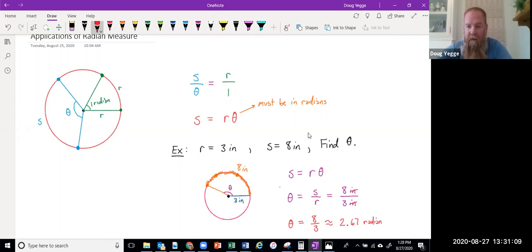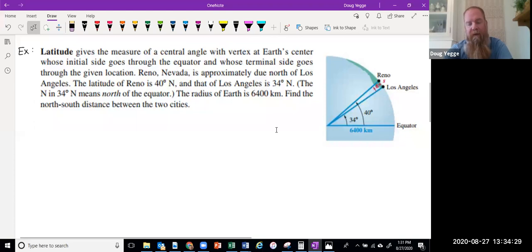So I had to travel more than 2 radii, but less than 3 radii, and that's why my angle is 8/3. And based on this arc length formula, we're also going to be able to use this information to find arc lengths as well. Now, a great example of arc length is the distance around the outside of the Earth at different locations.